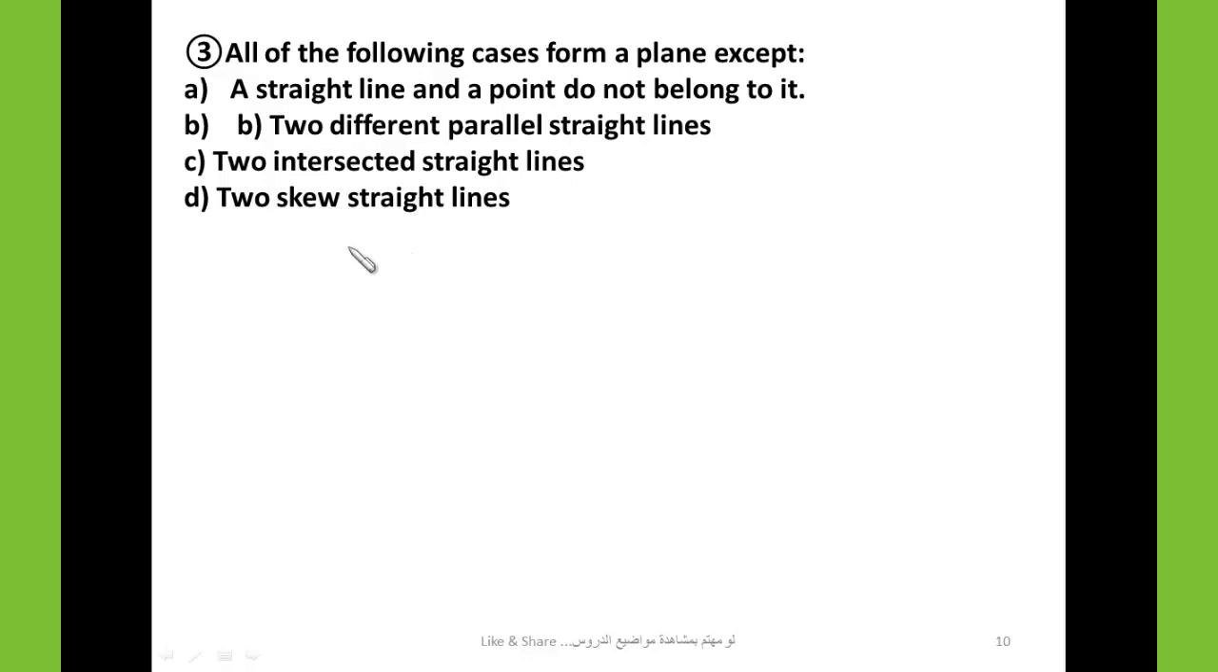But the two skew straight lines cannot form a plane. Two skew straight lines cannot form a plane. So the answer will be D, because the question is about the exception here. So all of the following cases form a plane except two skew straight lines.